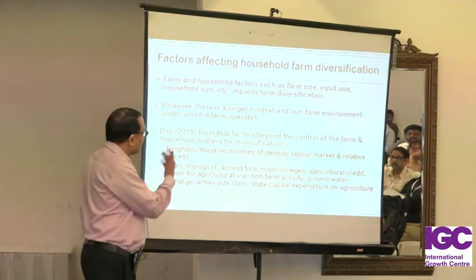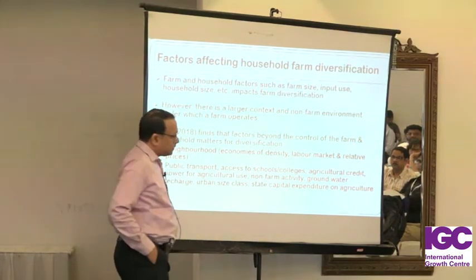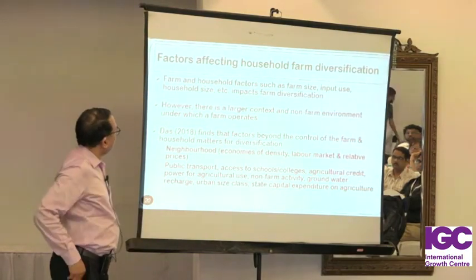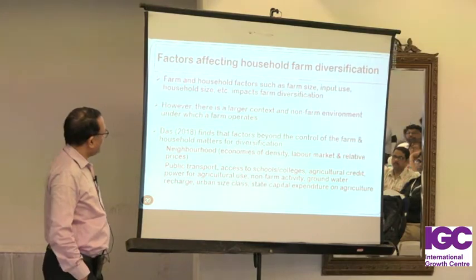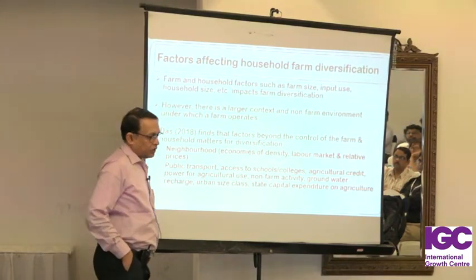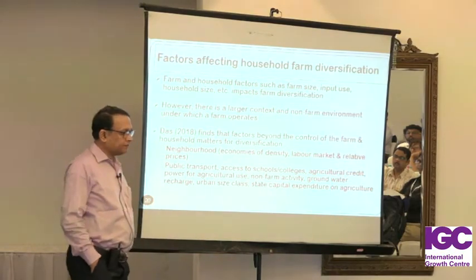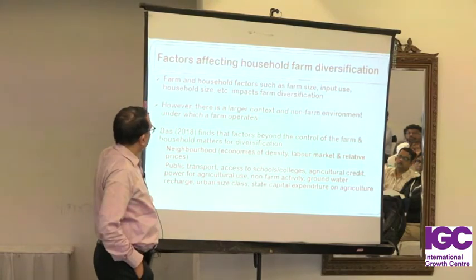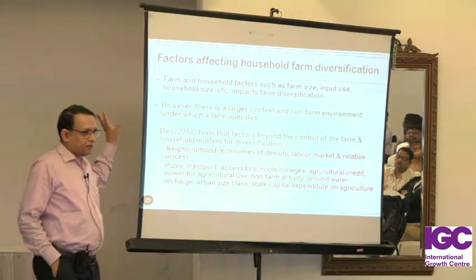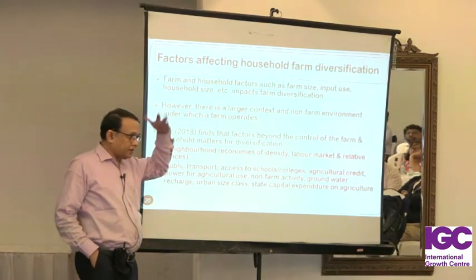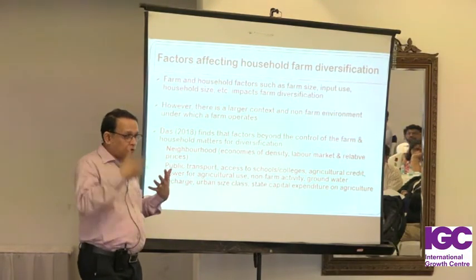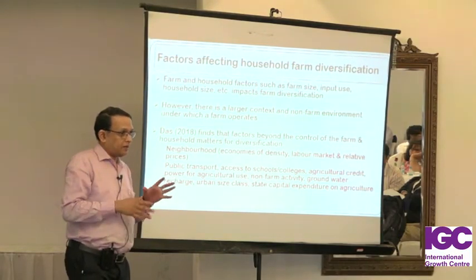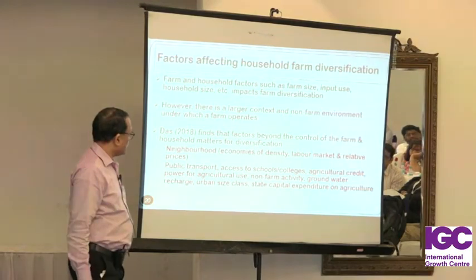So what are the factors that we find there? I am going to talk about this in greater detail, but what we find is there are farm and household factors such as farm size, input use, household size. All these impact the farm diversification. However, there is a larger context and non-farm environment in which they operate. That is the macro level thing we don't know. They are operating there, but how the macro impacts the micro level outcomes, we don't know. But we know that there is a macro level story also going on there.